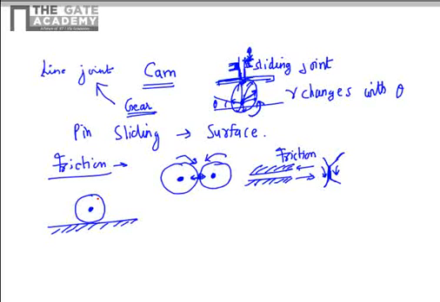So in this case, if you consider R1 as the radius of this body and R2 as the radius of this body, in this case R2 becomes infinity. That is land, and this is a wheel. So both these two things are joined by a friction joint.